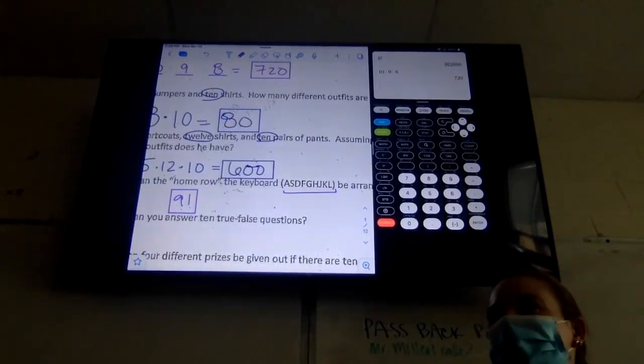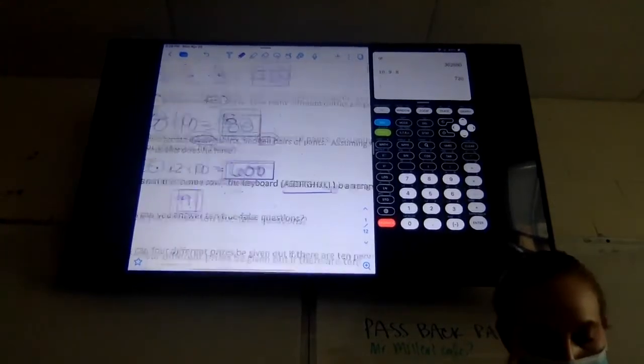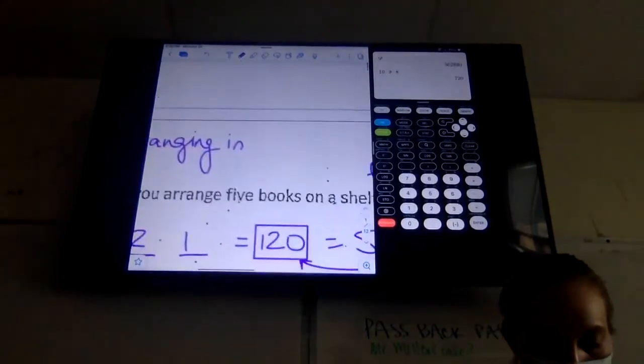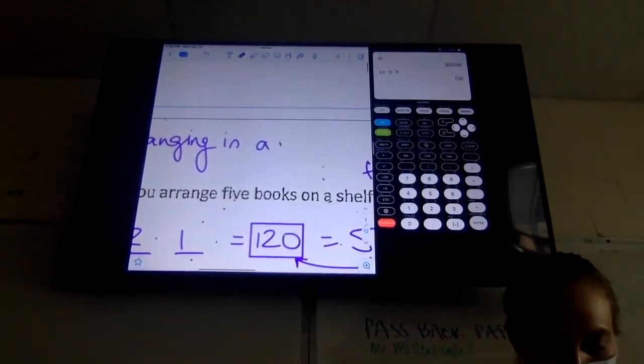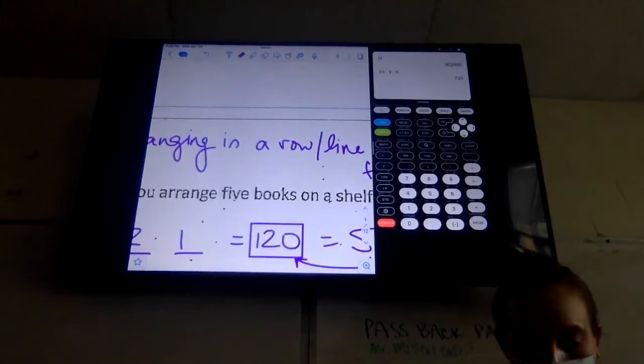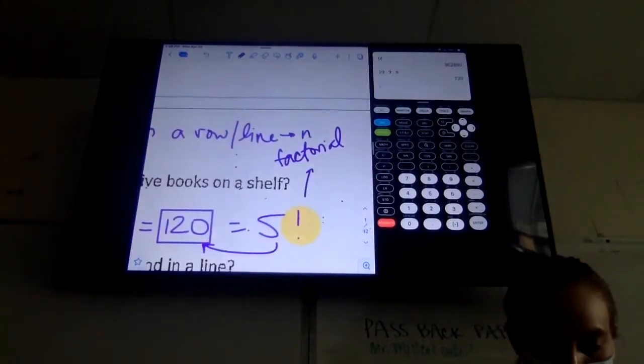Now I'm going to make a little note at the top of my paper though. I'm going to say arranging in a row or a line. That's just going to be the number of things that you're arranging factorial. So that's the same thing as n factorial.